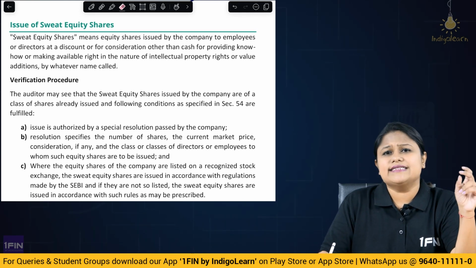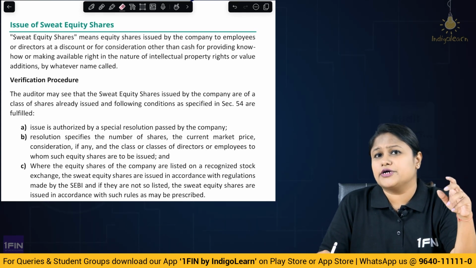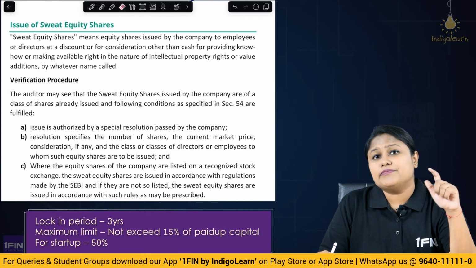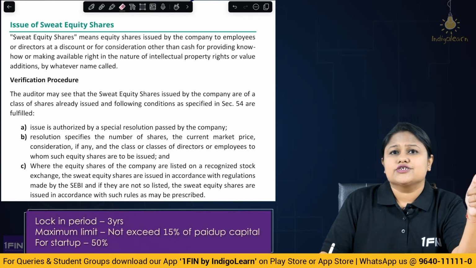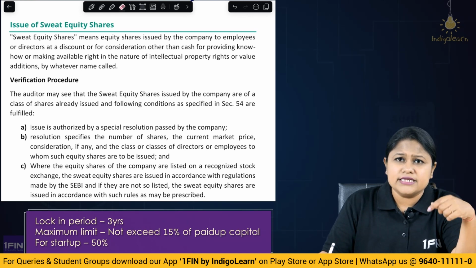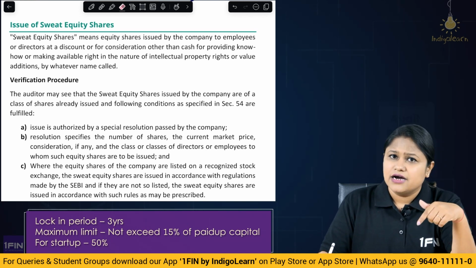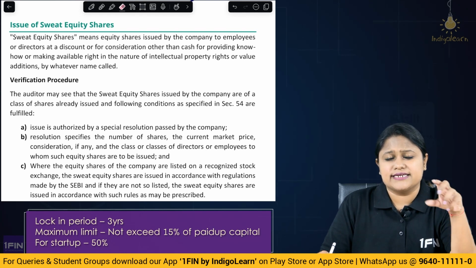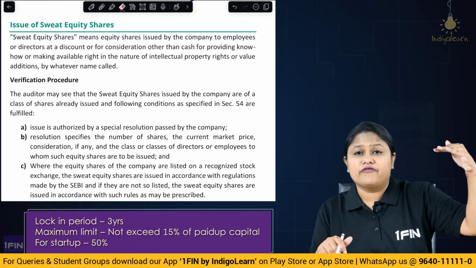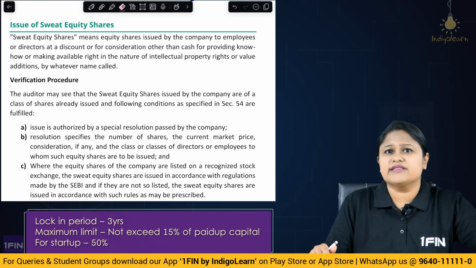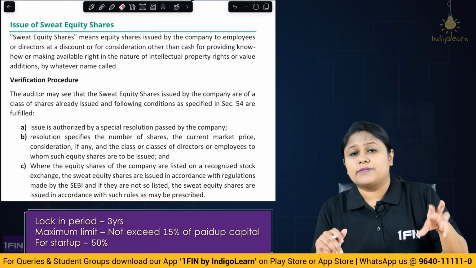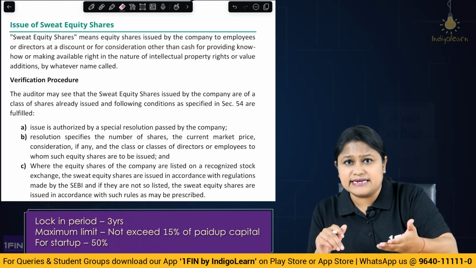Then you should see that these shares are in a lock-in period of a minimum of 3 years, correct? Then we also talk about the kind of employees who can get it. They should be permanent employees or permanent directors, either of the company, the holding company, or its subsidiary; directors and employees of all those kinds of companies will be eligible. Then there is a maximum limit on how much sweat equity can be issued during the year, which cannot exceed 15% of the paid up capital. And for a startup, it can go up to 50%, correct?